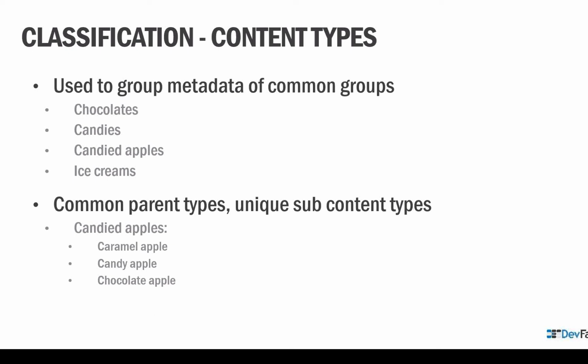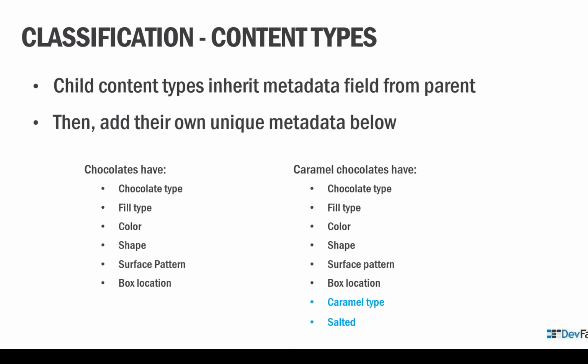So in this case, I've used the example of candied apples because we've been dealing with purely chocolate so far. But let's look at candied apples for a second. Maybe when we look at candied apples, we have caramel apples, candied apples, and chocolate apples. And maybe we have more. Maybe we have peanut butter apples and things like that. I don't know, right? But what I'm saying is, here's an example of the candied apple and then the caramel apple, and so on.